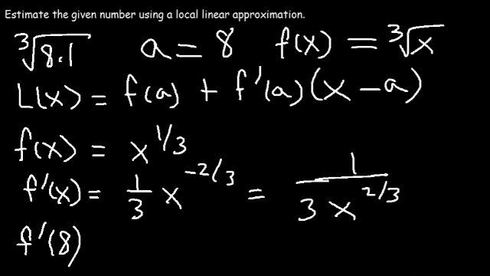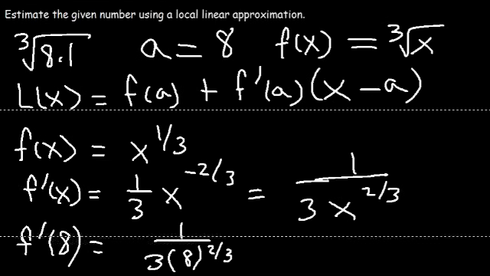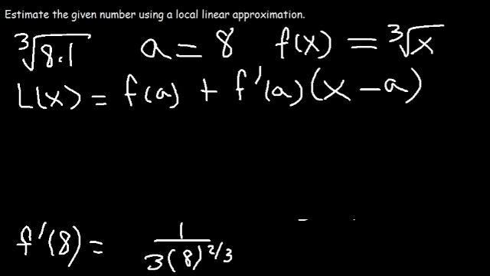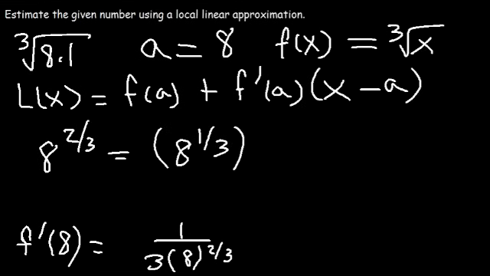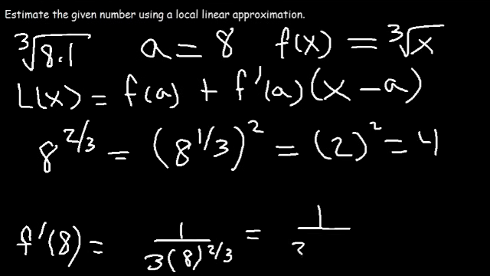So a is 8, so f prime of a is going to be 1/3 times 8 raised to the 2/3. So what is 8 raised to the 2/3? How can we find the value of that? Eight raised to the 2/3 is the same as 8 to the 1/3 squared. 8 to the 1/3 is basically the cube root of 8, which is 2. And 2 squared is 4. So 8 to the 2/3 is 4. So this is going to be 1/3 times 4, which is 1 over 12.